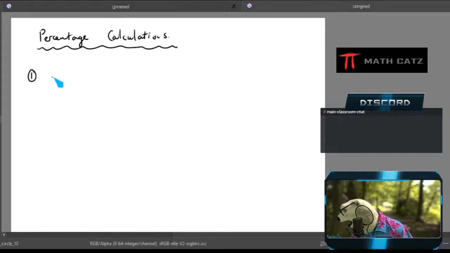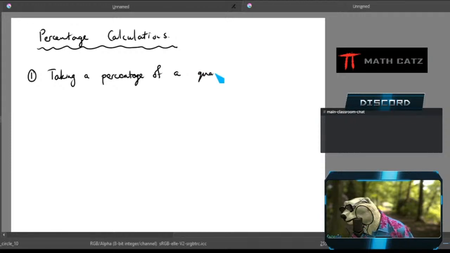First kind of calculation is taking a percentage of a quantity or number. Quantity. Let's suppose I had Halloween candy, but I wanted to keep some for myself. I wanted to keep 25% for myself, and the other 75% I'll hand out during Halloween. So I have some quantity, and I want to take a percentage of that to keep to myself, for example.